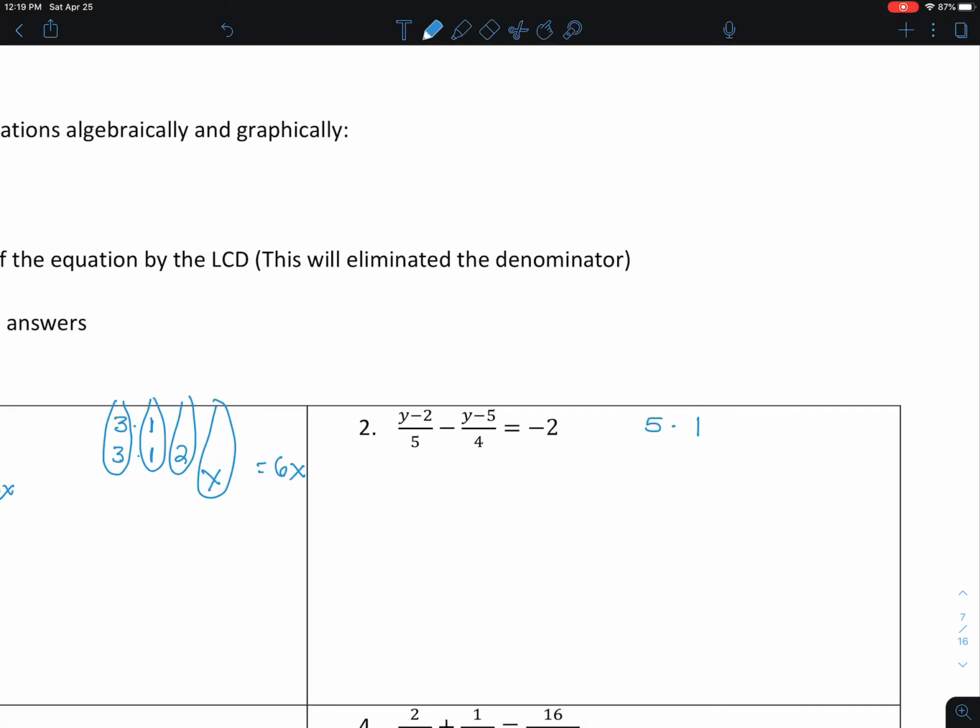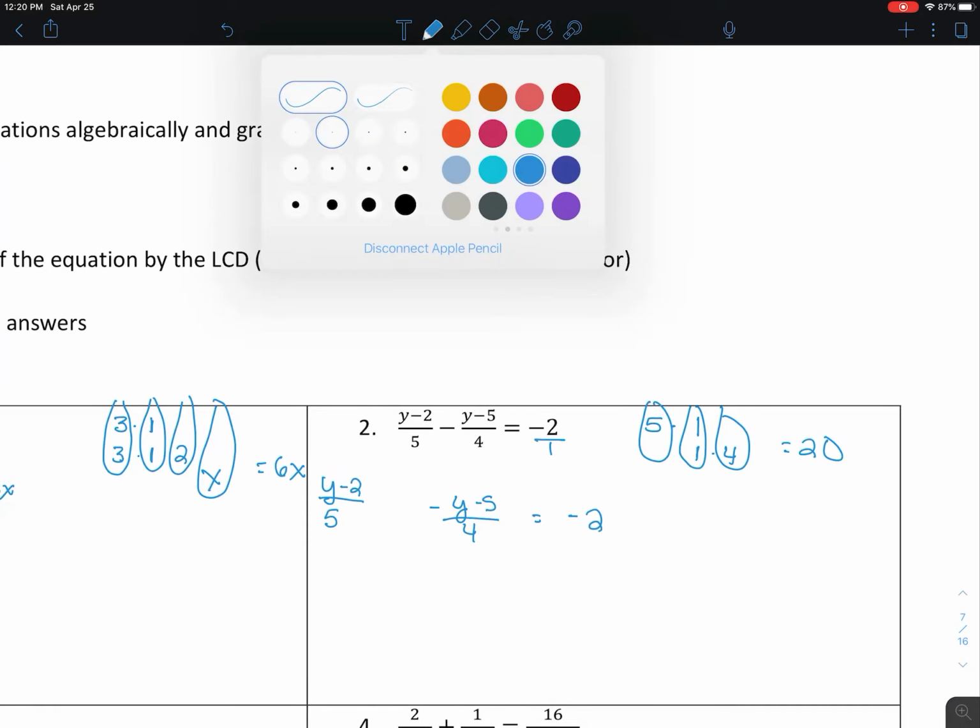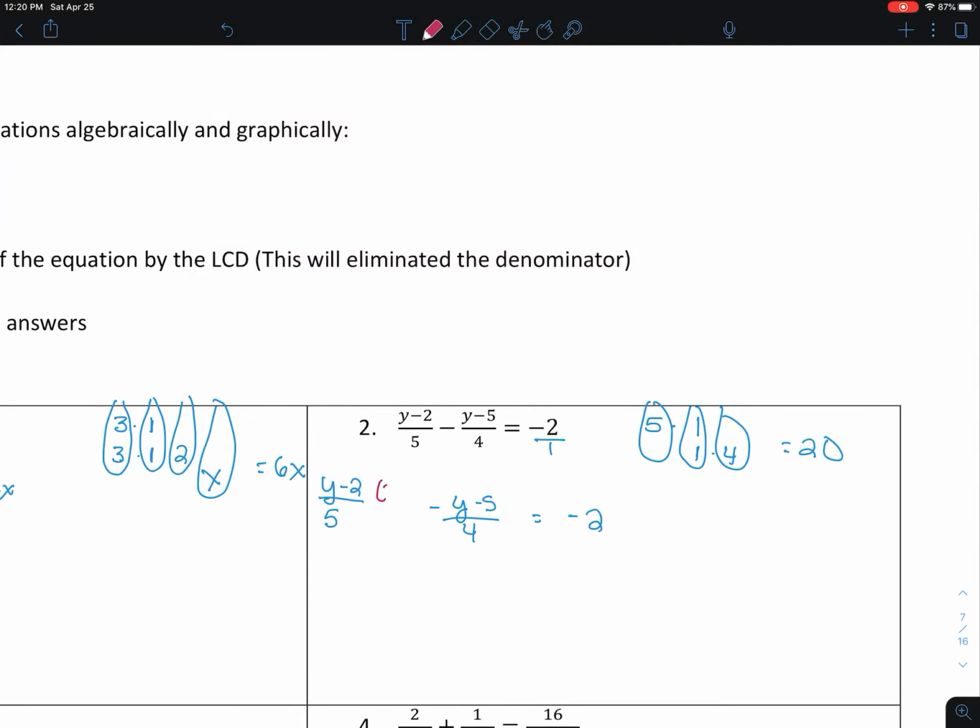I got 5 and 1. I got 4 times 1, and this is 1, so that's all I got. So when I multiply my 3 columns together, I get 20. All right, so I'm going to multiply every expression by 20. So I get y minus 2 over 5 minus y minus 4 over 4 is equal to negative 2. And I did that so I can show you that I'm multiplying by the least common denominator.